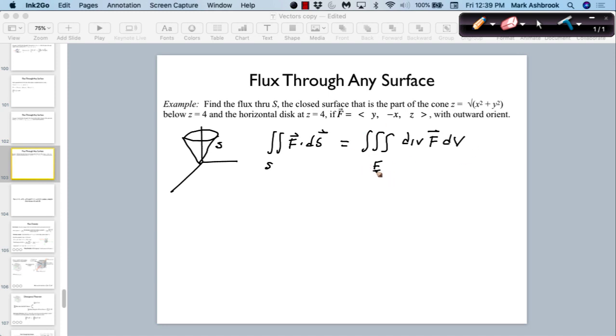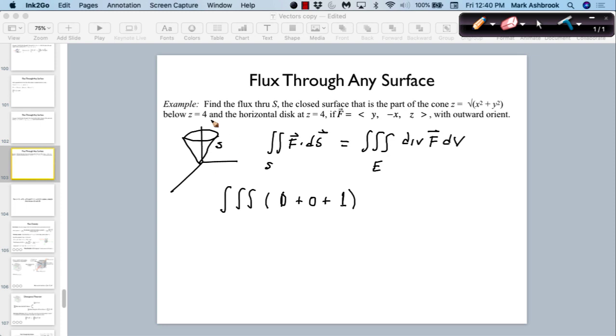Who would have thought a triple integral would be easier, right? The triple integral is easier. What's the divergence of F? 0 plus 0 plus 1, dV.